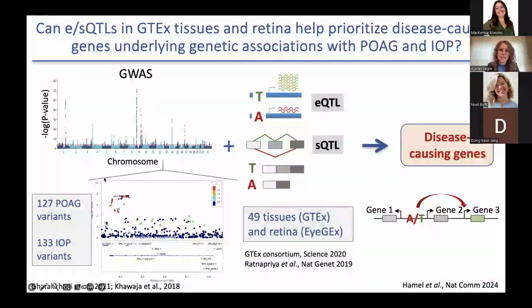So we next asked whether, focusing on the known GWAS loci, the strongest associations, the eQTLs and sQTLs in GTEx and the retina eQTLs can help prioritize causal genes in the 127 POAG variant loci from the cross-ancestry meta-analysis, the 68 from the European meta-analysis, and 133 IOP variants in 112 loci for IOP.